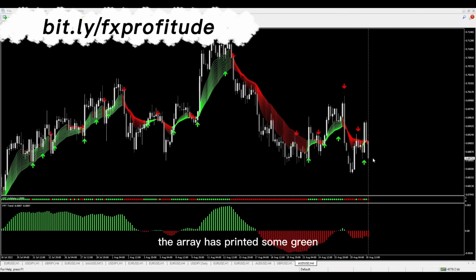The array has printed some green, and with that, we're looking for it to turn back to all red as the price moves back down. Currently, the validator dots are red, and the trend indicator is also red, and this is giving us all of the signs for a short trade.